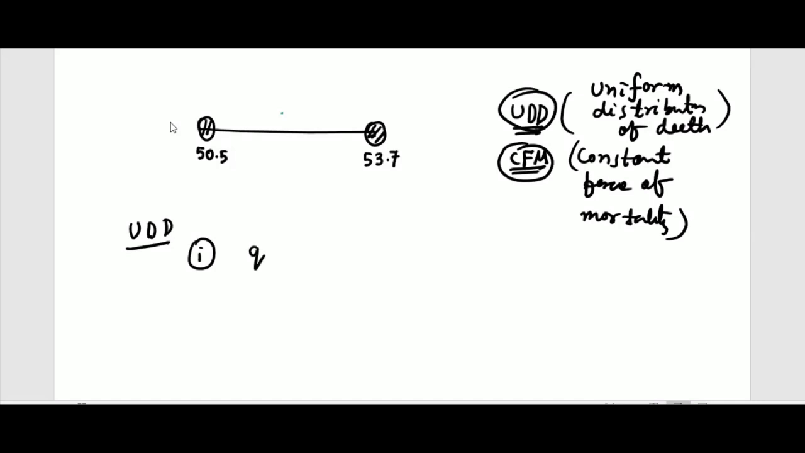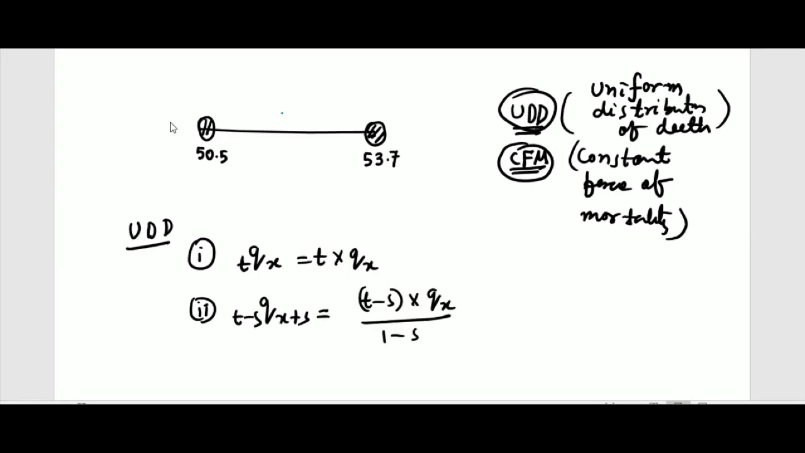One is tQx = t times Qx, then the second is s|t-s Qx+s = (t-s) Qs divided by 1 minus s Qx. Using these two formulas, we're able to solve all the problems. You might ask what is the usefulness of this formula? If you have 50 plus 0, you can use this formula, taking s as 0. However, if you write separately, it will be easier.